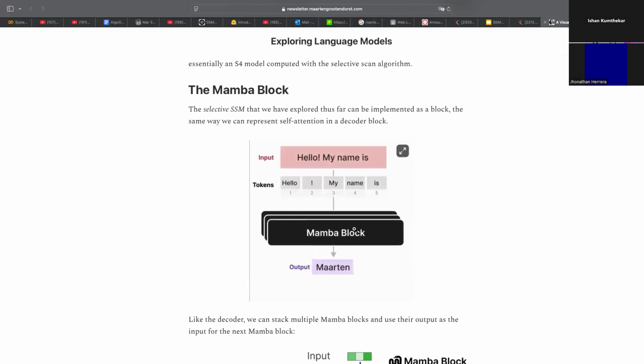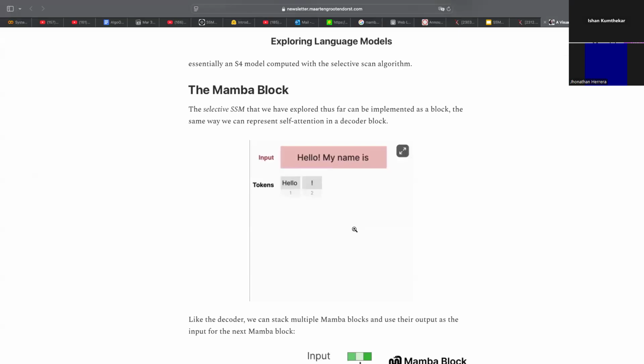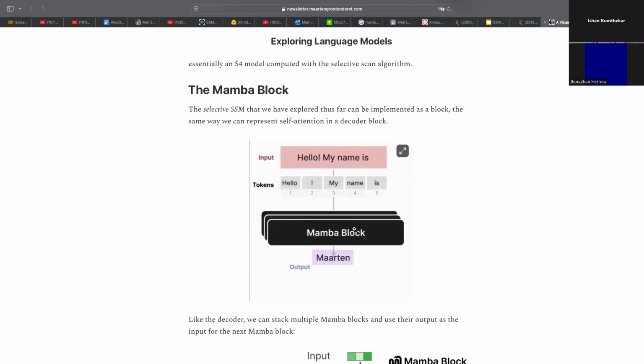So Mamba's the artist, Martin, the guy who wrote this paper. But yeah, that's pretty much what Mamba is.